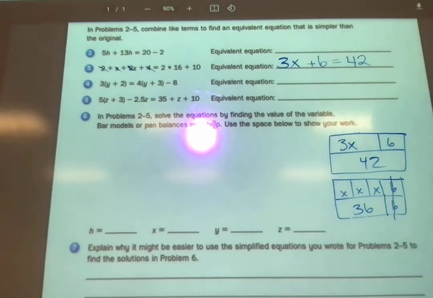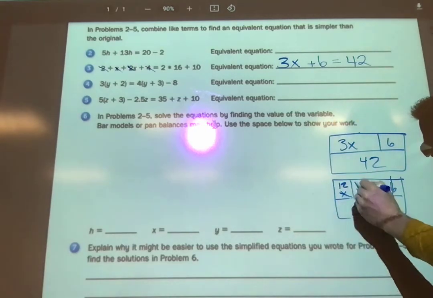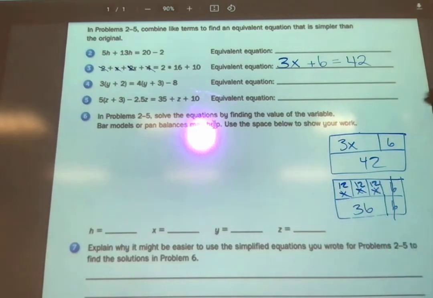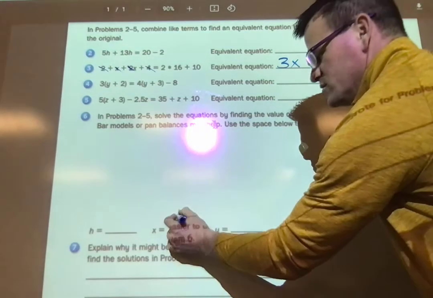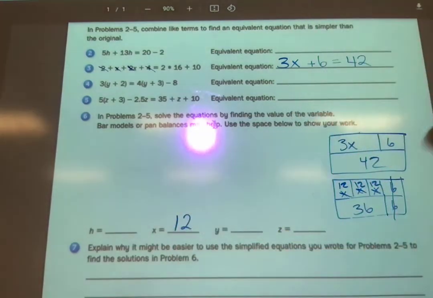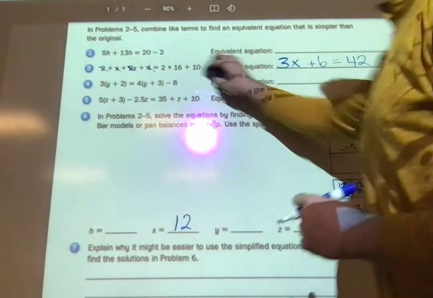I know I have 6 equals 6, so those balance. And then 3x's have to equal 36. So I could do some mental math here. 36 divided by 3 is 12. So I know each x has to be 12. All right, so I've solved here. X equals 12. All right, so the last part of this is to substitute to see if this works.